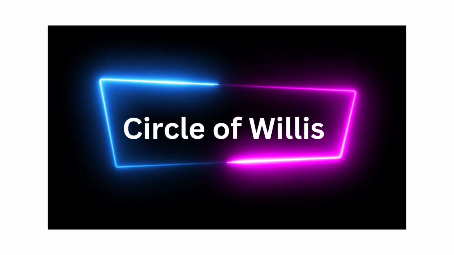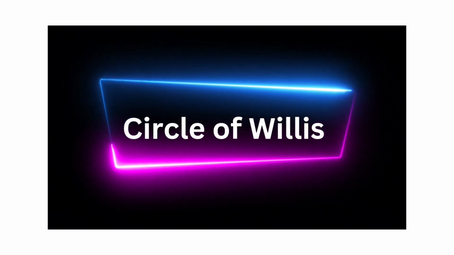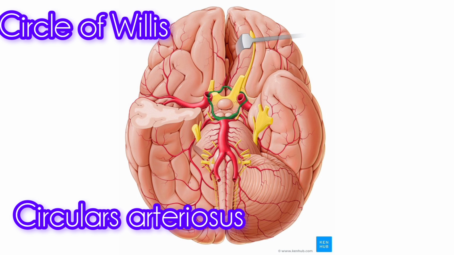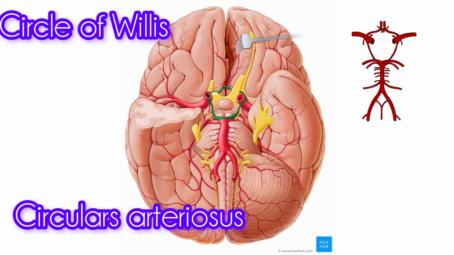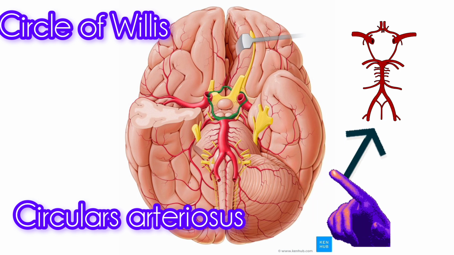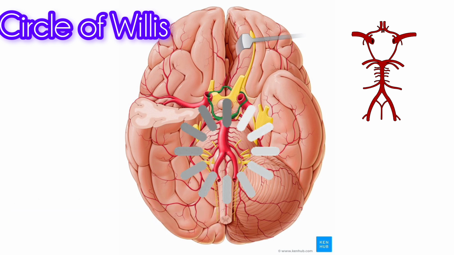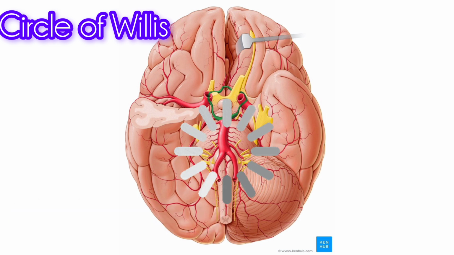Today's topic is the circle of Willis. What is the circle of Willis? The circle of Willis is also called the circle of arteriosus. The circle of Willis is an anastomotic ring of arteries that are located at the base of the brain, which means the arteries are fused together and look like a ring.